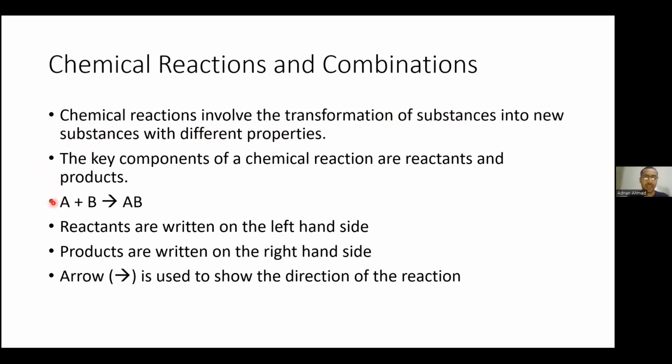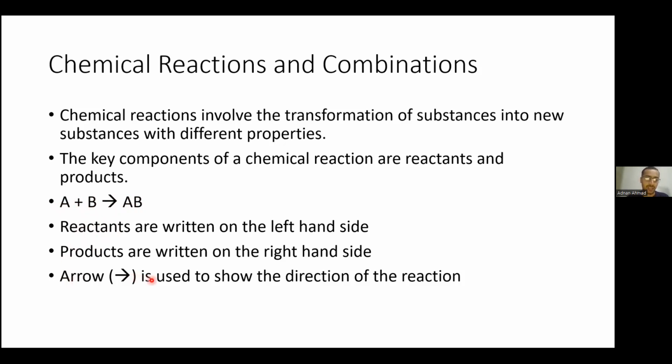For example, we have a reactant A and we have another reactant B. They react together and they create AB. So this is how the chemical reaction goes. On the left-hand side, we have reactants. So as you can see here on the left-hand side of the arrow, we have A plus B, and they are called reactants. And on the right-hand side, we have AB, and these are called products. So you can see here that A and B have been converted into a new product AB. So this product will have different properties than the individual reactants A and B.